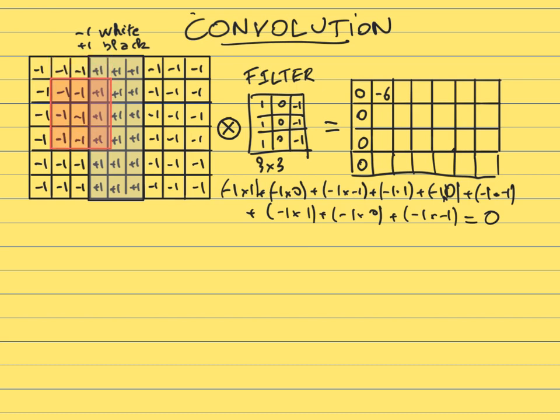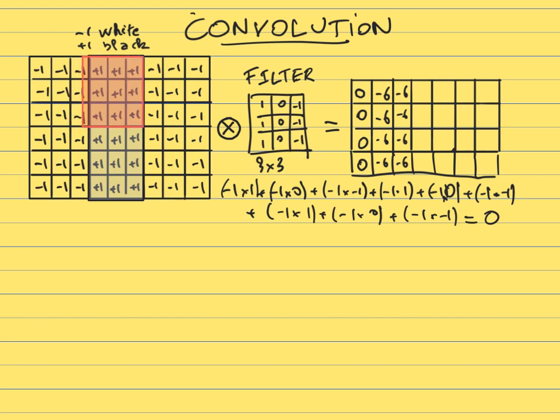Then if you start moving your filter here, here, here, it's just going to give you the same result over and over. So you will get minus 6, minus 6, minus 6. Now let's see what happens if you move your filter one more step. So you move it here. Now what you get is minus 1, minus 1, minus 1. So minus 3 plus 0 plus minus 3. So you get again minus 6 here. That's going to be exactly the same result.